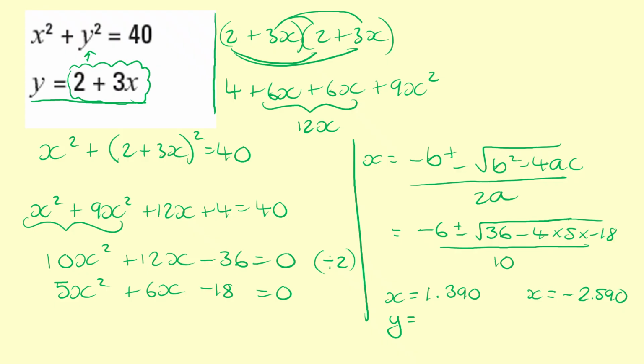So you get, we're going to get 6.170. Do the same with this one. So we want 3 of those and then add 2. We get negative 5.770.